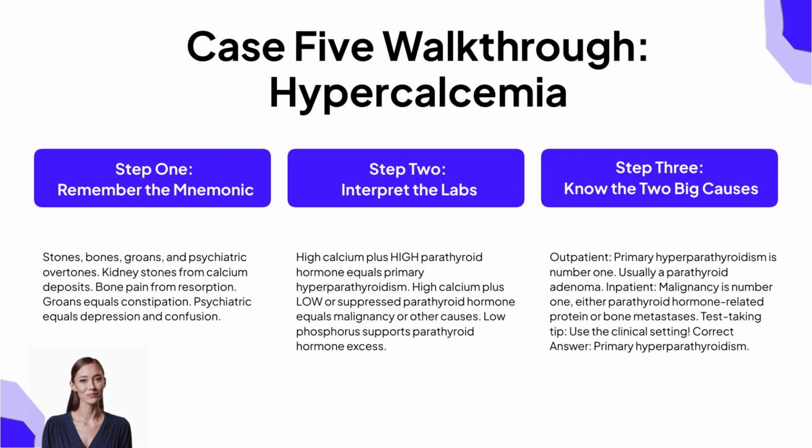Step 2. Interpret the labs. High calcium plus high parathyroid hormone equals primary hyperparathyroidism. If parathyroid hormone was suppressed, think malignancy. Low phosphorus supports parathyroid hormone excess.